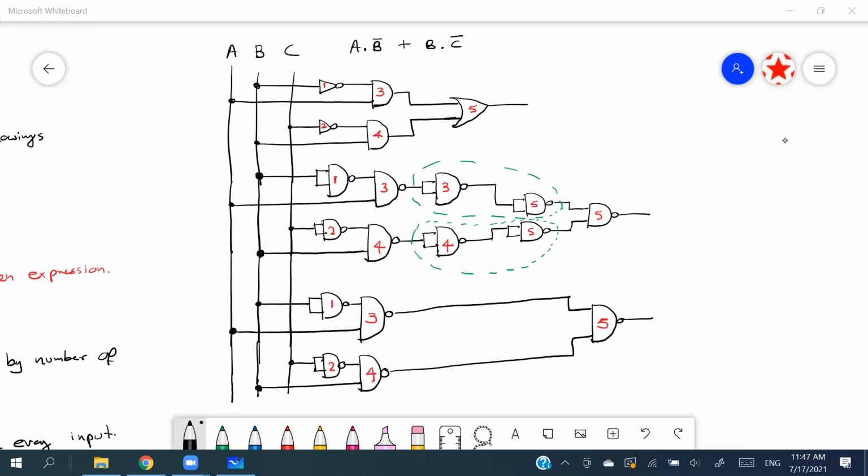All right. So this is the A dot B bar, B dot C bar circuit. Right? So if anyone got anything wrong, I'll give you a minute so you can draw this.